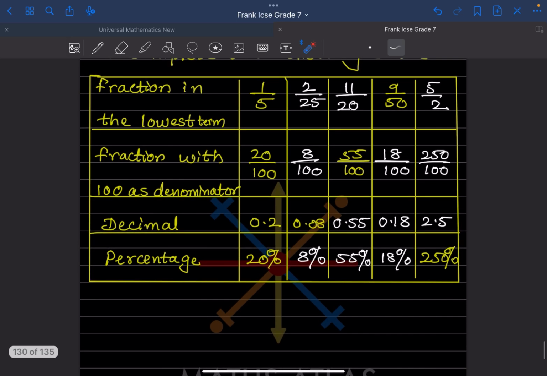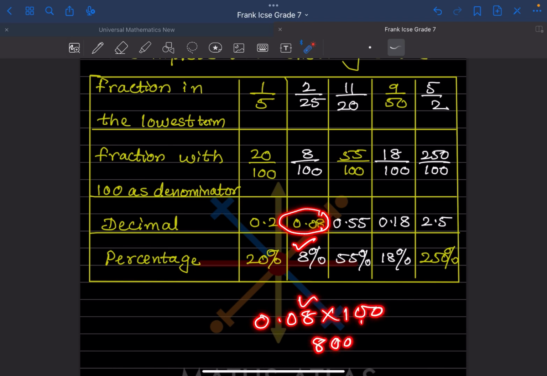Now see here, only this part was given. So from this part, first thing we are going to write here, we can write this percentage. How? 0.08, we have to multiply by 100. So what will you get? 8, you will write here 2 zeros, and then we will go backwards by 2 and put a decimal. So that is going to be 8%.